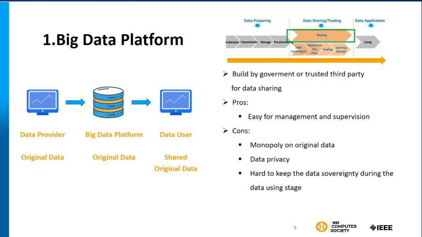And it's hard to keep the data sovereignty during the data usage stage because they don't provide such facilities. Due to the aforementioned drawbacks, as we investigated, data suppliers are not willing to upload their original data to such a platform.